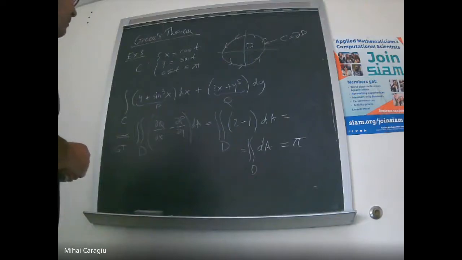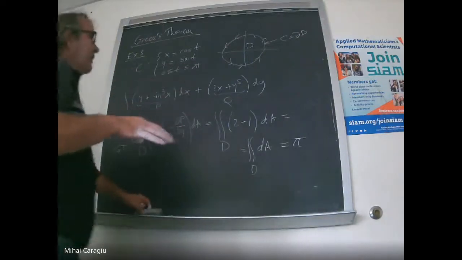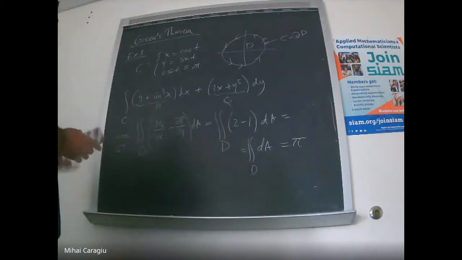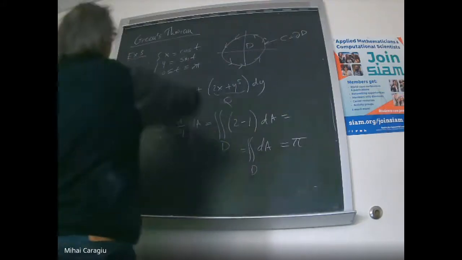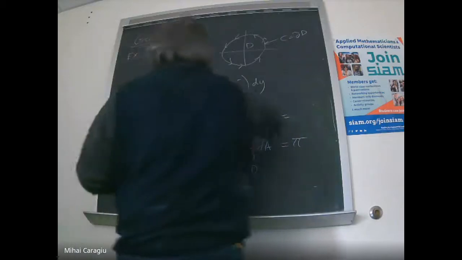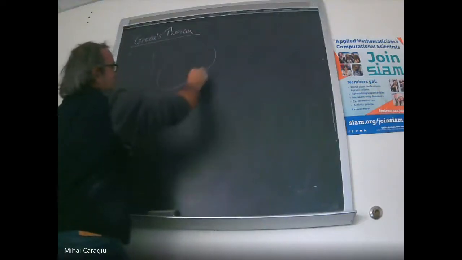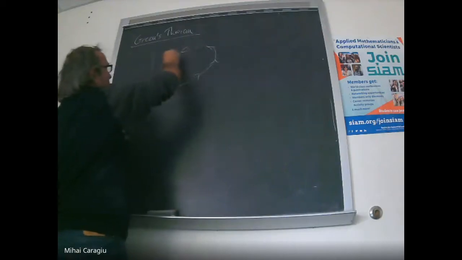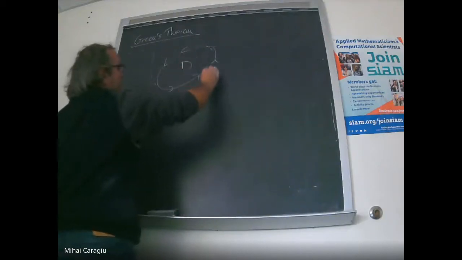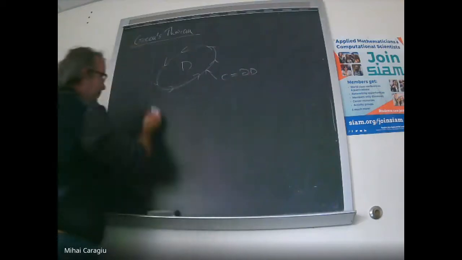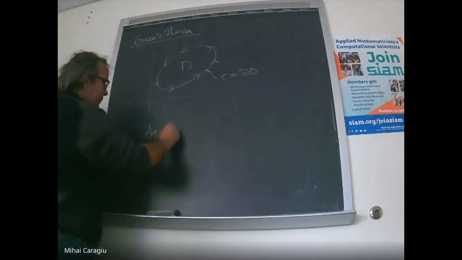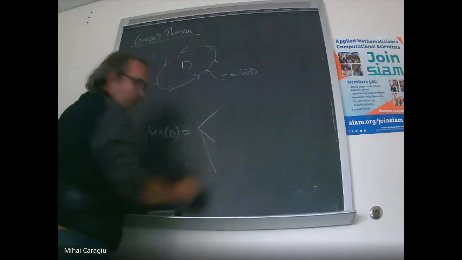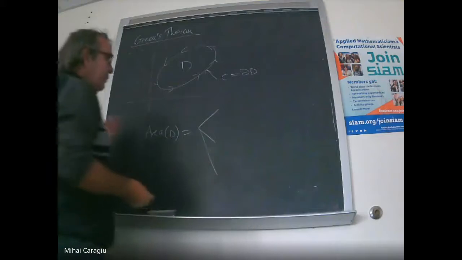Okay, so a couple more things. The last couple of things we discussed today was how to use Green's theorem to find 3 nice formulas to calculate the area of the simple domain D in the plane. So again, in the plane we have a domain D, and C is the boundary of D. Area of D has 3 important formulas.